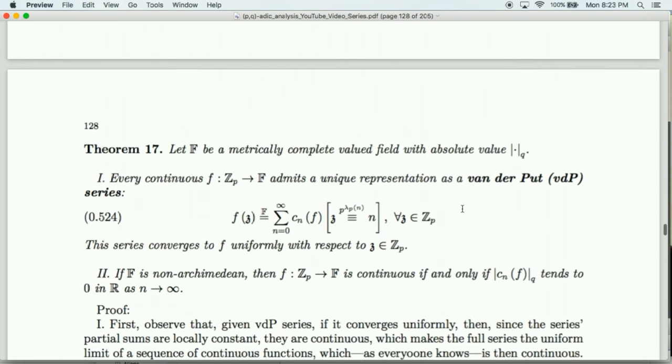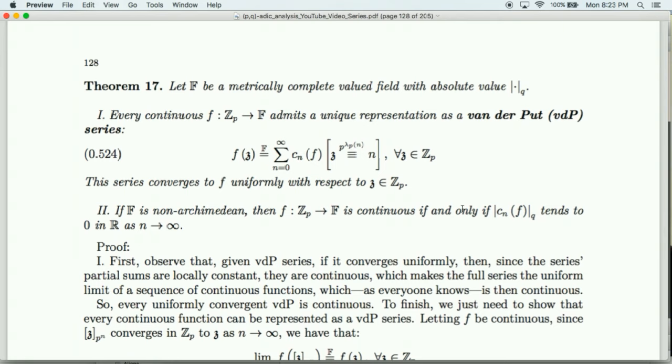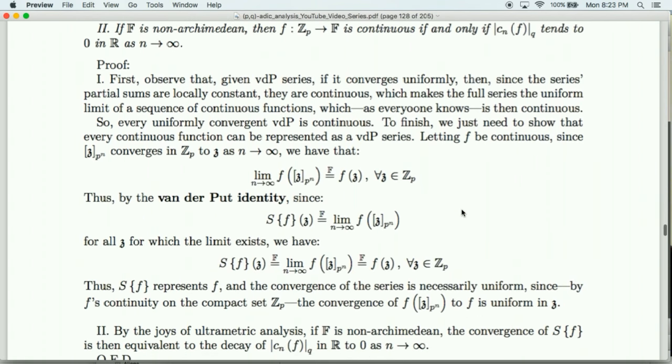So, theorem. Let F be a metrically complete valued field with the absolute value Q. Then: 1. Every continuous function from Z_p to F admits a unique representation as a Vanderput series. Boom. And this series converges uniformly with respect to z. 2. Additionally, if F is non-Archimedean, then our function is continuous if and only if its Vanderput coefficients tend to zero in absolute value. So, proof.